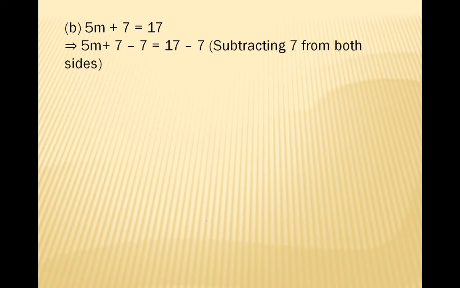5m plus 7 is equal to 17. So plus 7 is there, that means you have to subtract 7. So 5m plus 7 minus 7 is equal to 17 minus 7. So this positive 7 and negative 7 will cancel with each other and we get 5m. 17 minus 7 is 10.